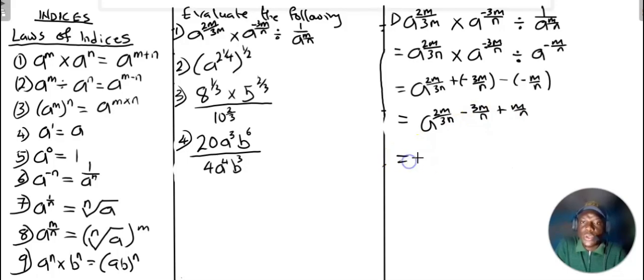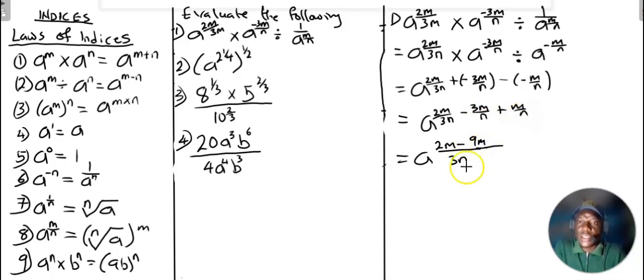This is going to be a raised to power, what's the LCM of 3n, n, and n? That's going to be 3n. So find the LCM. 3n is the LCM. 3n in 3n will give you 1. 1 times 2m is 2m. n in 3n, n will cancel out, so you are left with 3. 3 times 3m is 9, so minus 9m.